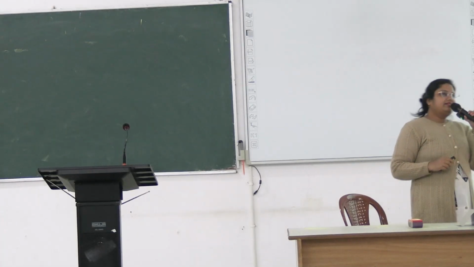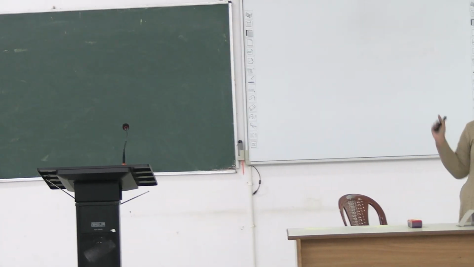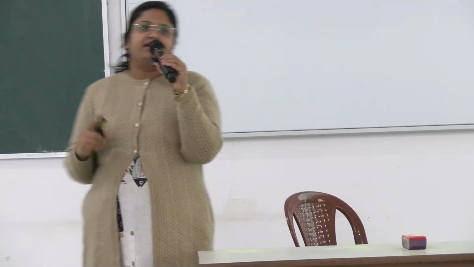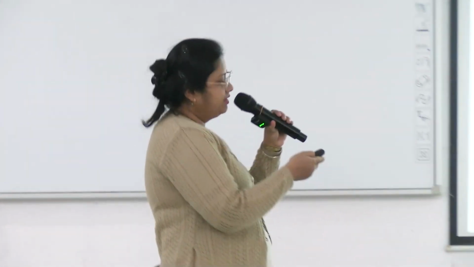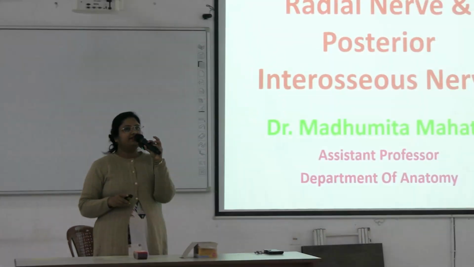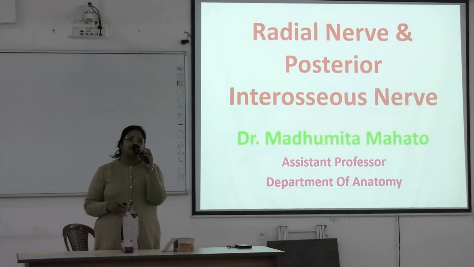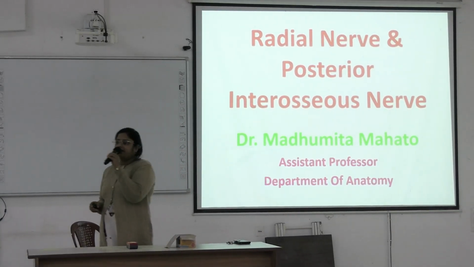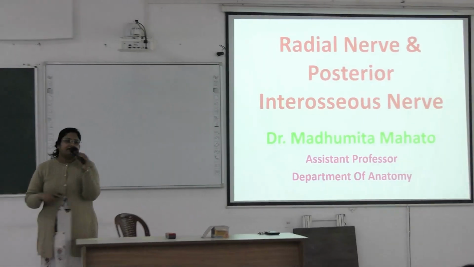So today we will discuss the radial nerve. Okay, and this is the deep branch of the radial nerve, the posterior interosseous nerve, which you will get as the nerve of the back of the forearm. Okay, back of the arm is done in your dissection. Everyone has seen the back of the arm. Okay, so we will be discussing the radial nerve.